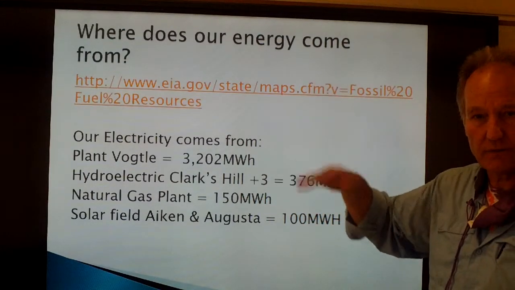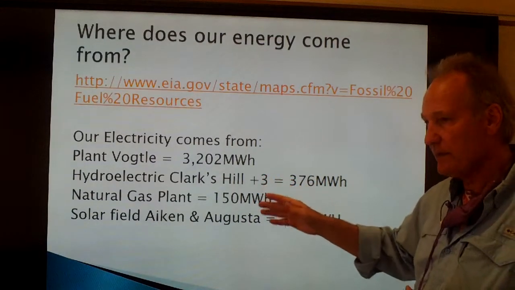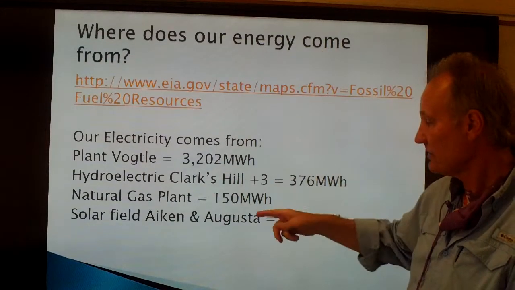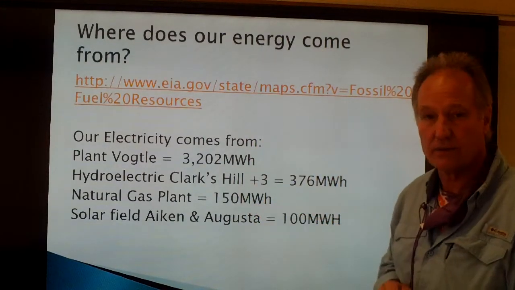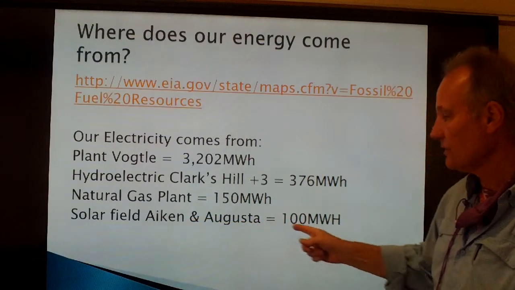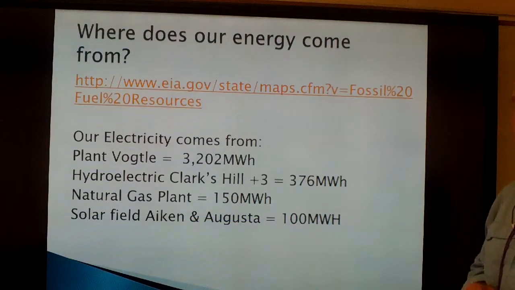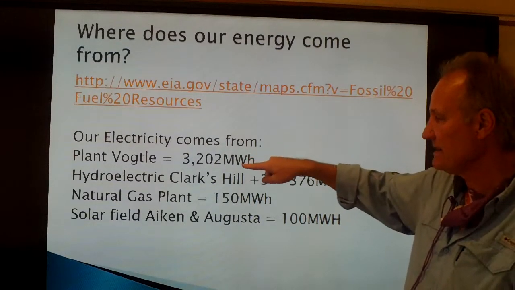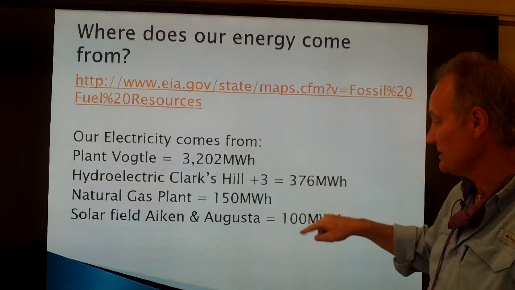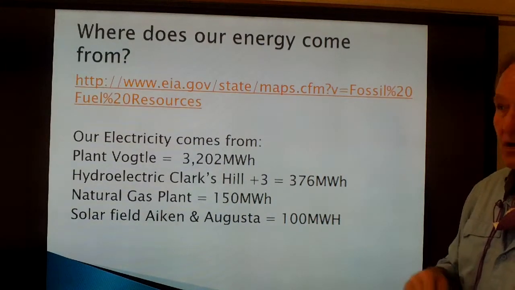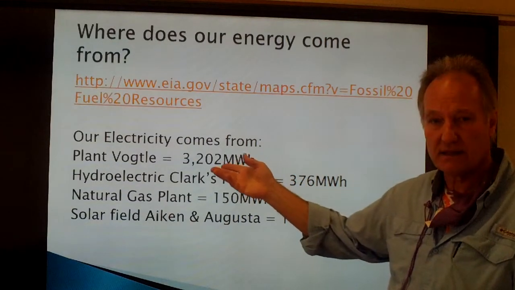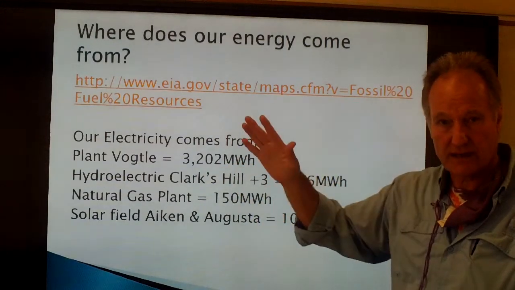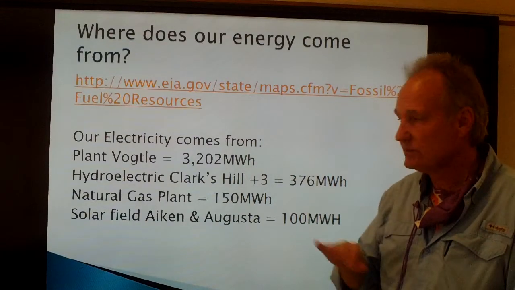It's the one that's very variable, so when demand is low it produces less. When demand is high in the summertime and everybody's got their air conditioner on, it can double that number easily. All right, and then there are solar fields in Aiken and Augusta, and they produce about 100 megawatt hours, sorry. You can see this is 3,000, everything else is down in the hundreds. So by far, the biggest electricity producer in this area is Plant Vogtle. But now that doesn't all come to Augusta, that goes out on to the entire system.